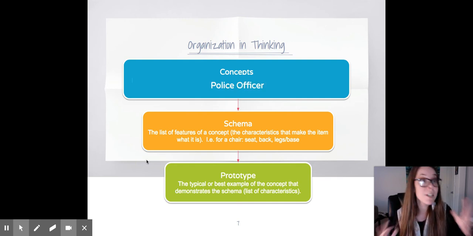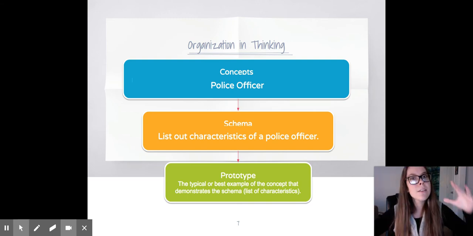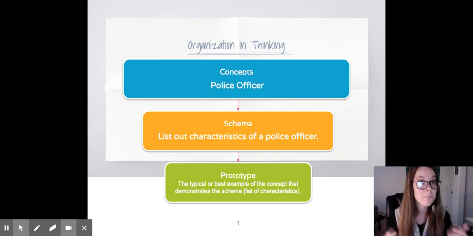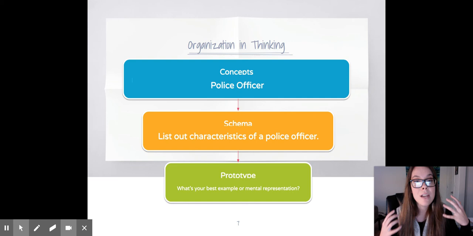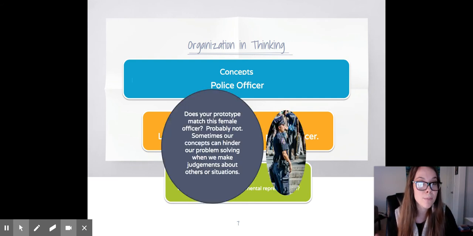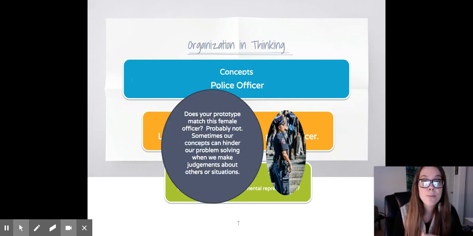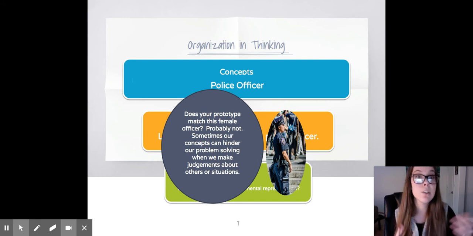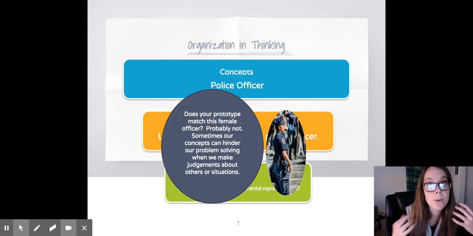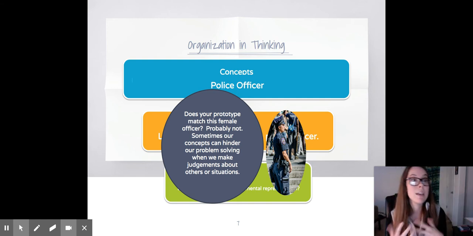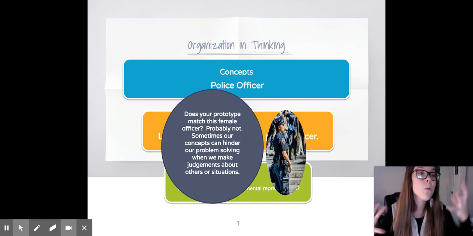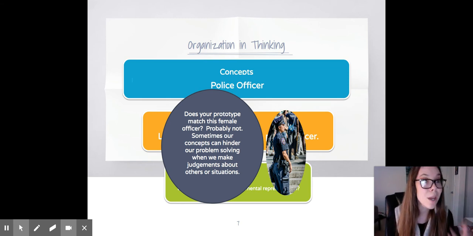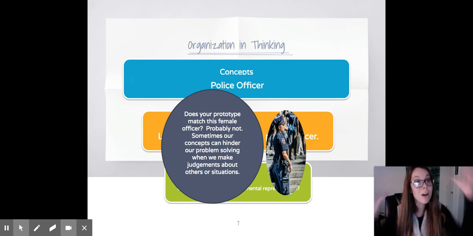And here's an example of how we can break it out again. So we have the concept, police officer. Looking further in, a list of characteristics of a police officer, okay? And then we create a prototype. What is your best example or mental representation? And it could be this. Does your prototype match this female officer? Probably not. Sometimes our concepts can hinder our problem solving. We make judgments about others and situations. A lot of people's prototypes of police officers might automatically go to male. Again, these are all ways that we tend to organize, but they can also hinder us because they create biases in our own concept webs, right?